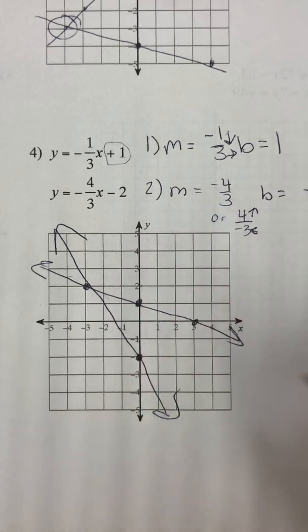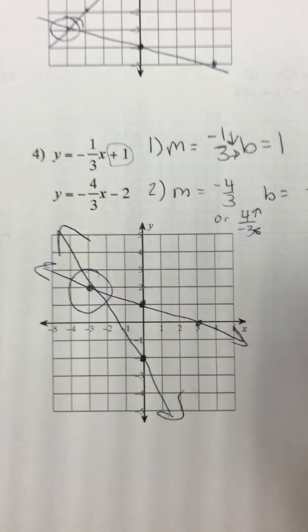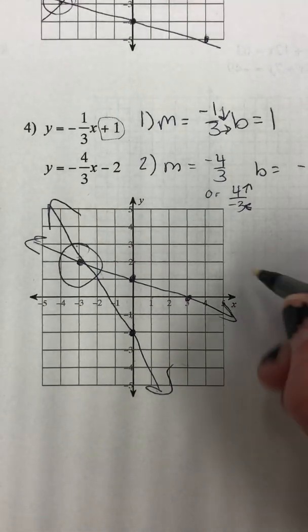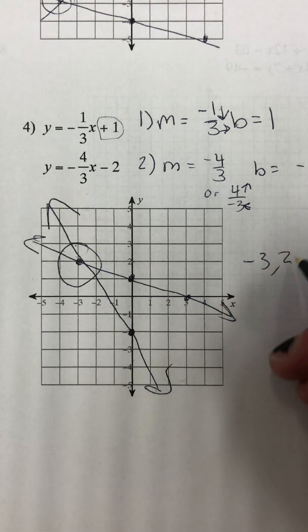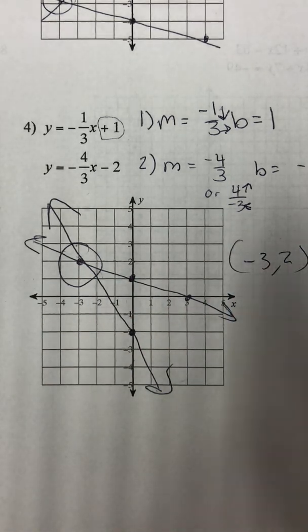Like that. They intersect at that point right there. That point is negative 3, positive 2. That is our solution.